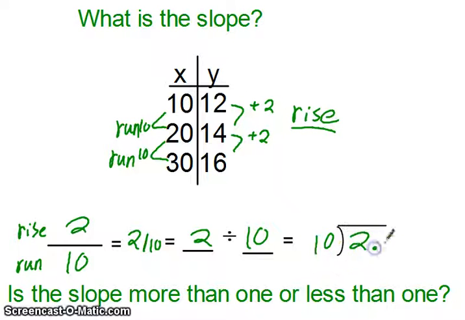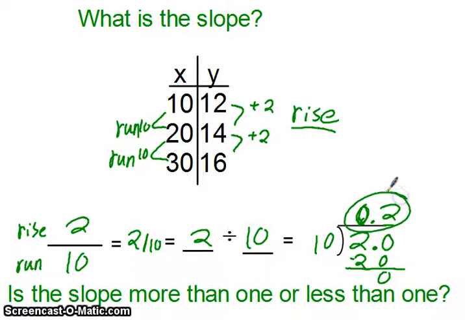So if you look over here, hey, can 2 go into 10? No, it can't. But you could write this as 2.0 and treat it as if it was 10 into 20, because 10 can't go into 2, but it can go into 20 2 times. And that gives you 0.2 is your slope.